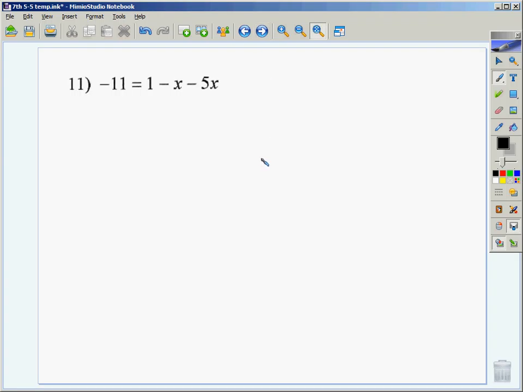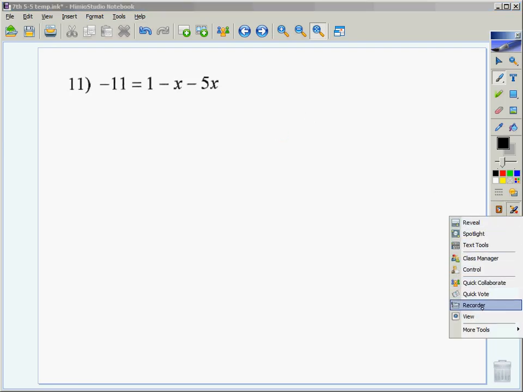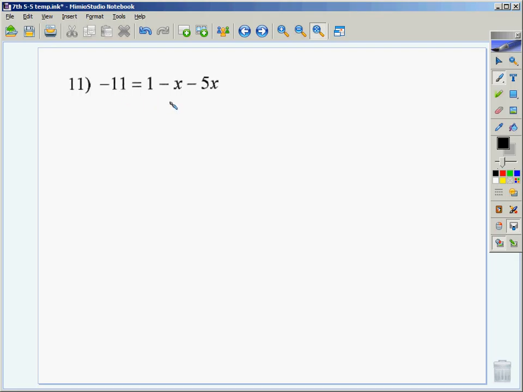On number 11. Good morning, 6th grade teacher. On number 11, the first thing we should look for is to see, is there anything that I can simplify? Are there like terms that need to be combined? I look, there's nothing on the left that I can put together, but on the right I have a negative x and a negative 5x, which I can combine. A negative 1 and a negative 5, when I put them together, would make a negative 6x.